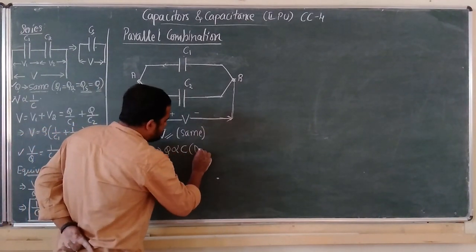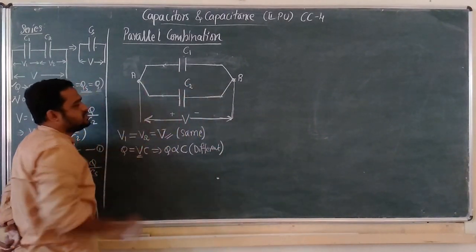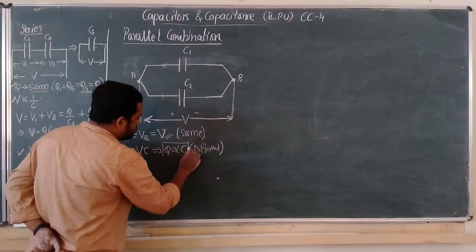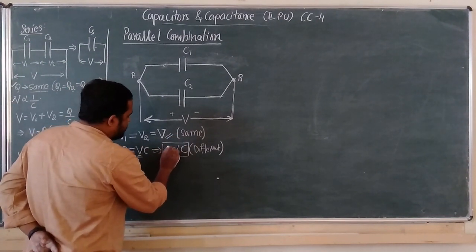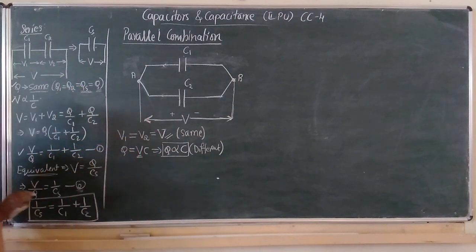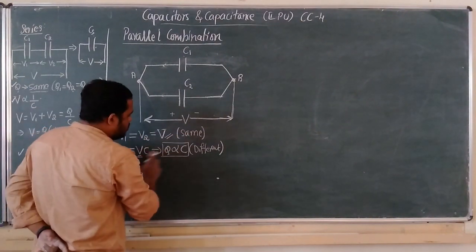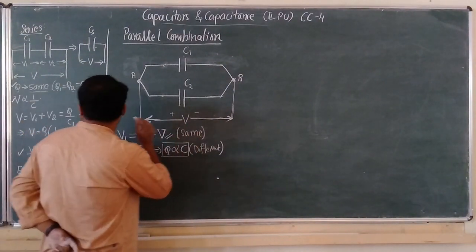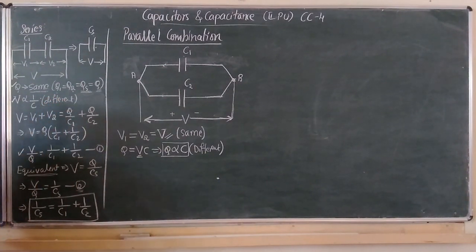So the amount of charge stored in each capacitor is different because these two capacitors are charged separately due to the external source. So Q is proportional to C. If the capacitance value is larger, more charge will be stored in that capacitor. That is in case of a parallel combination. See here, in series, Q is the same and V is inversely proportional to C. Here, V is the same and Q is directly proportional to C. Q is different, while here V is different for different capacitors.